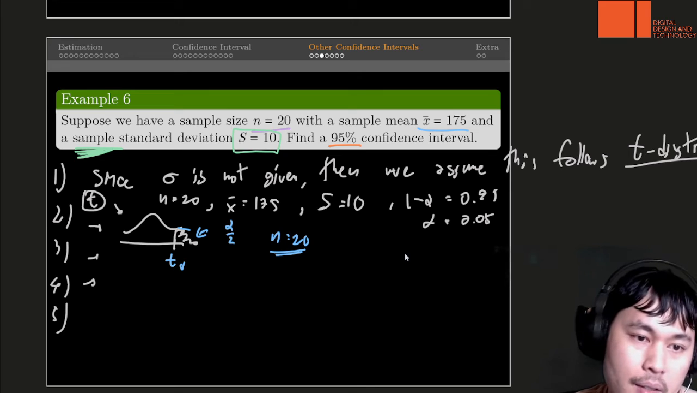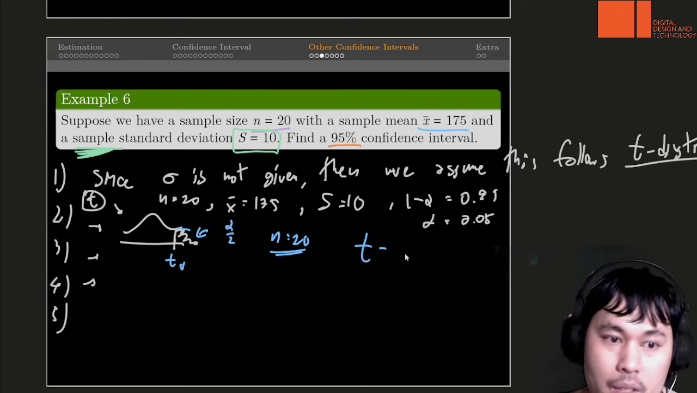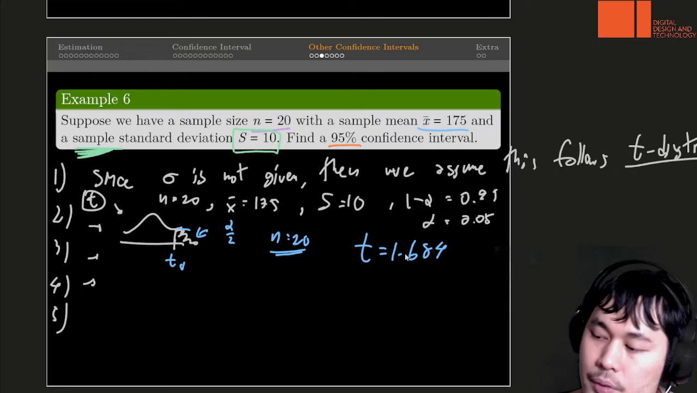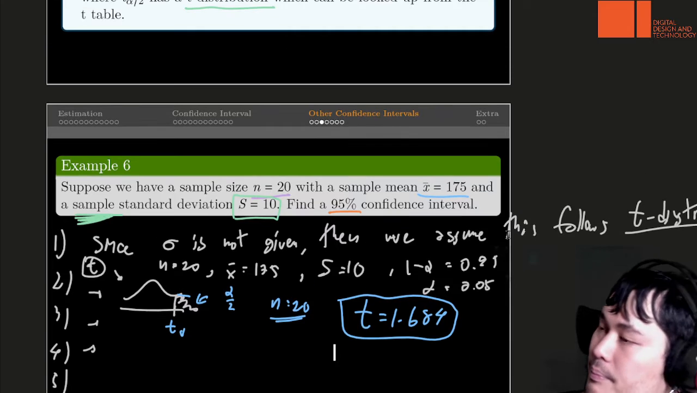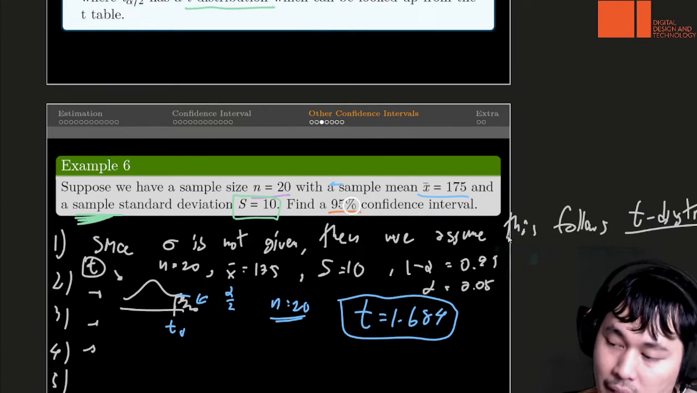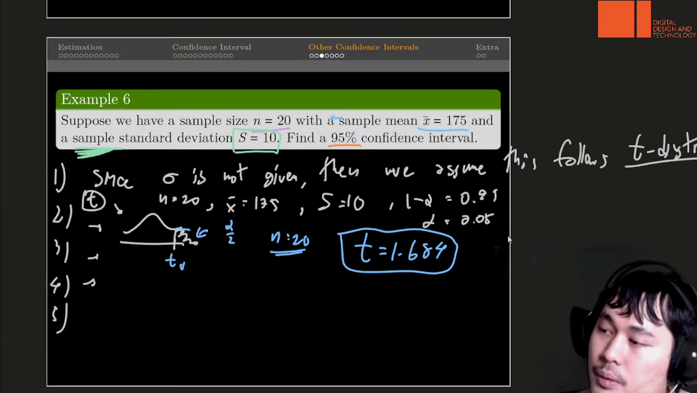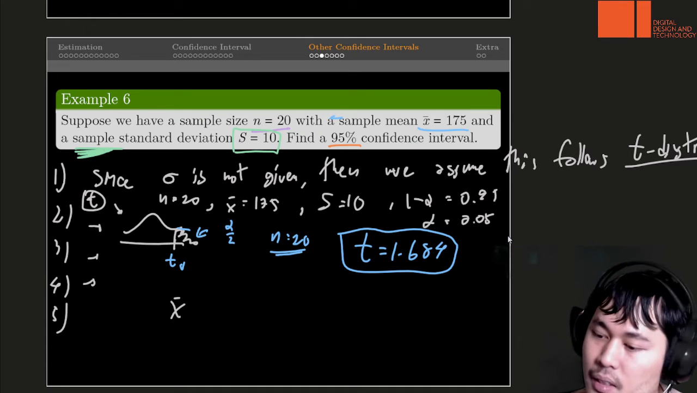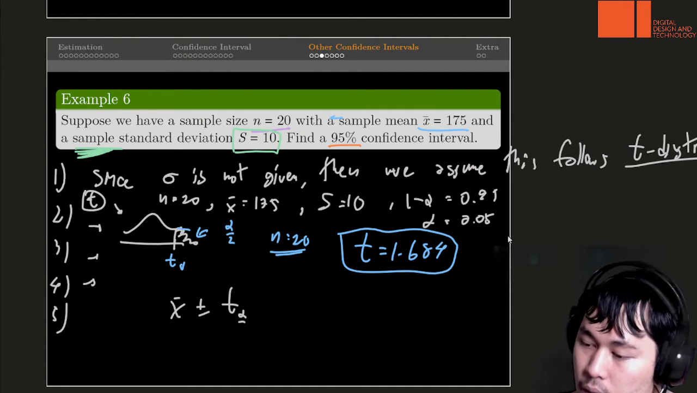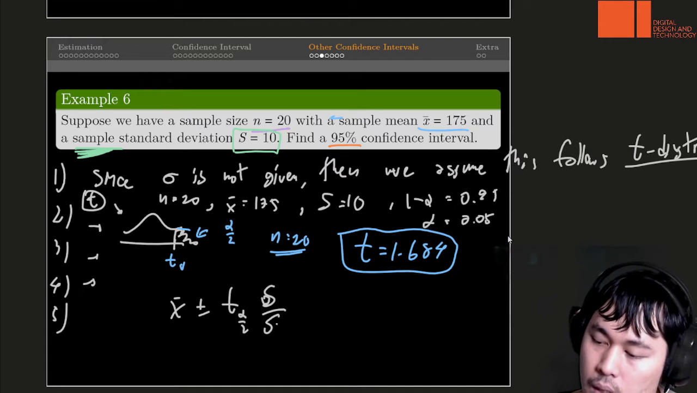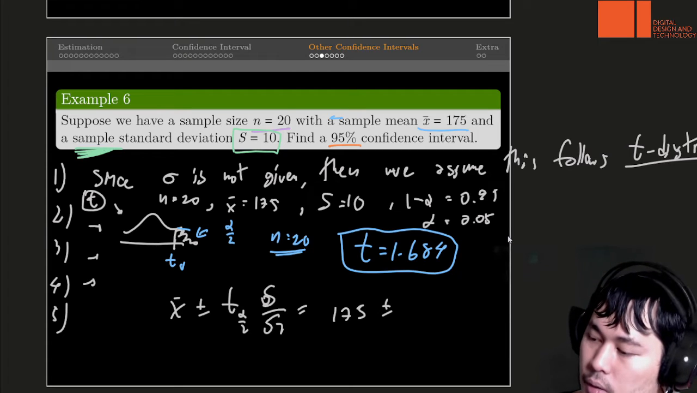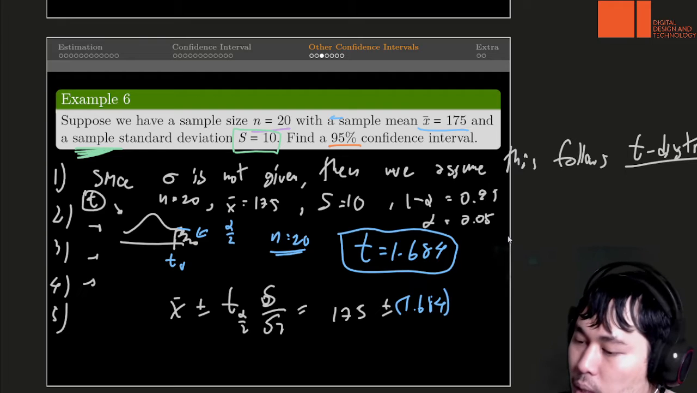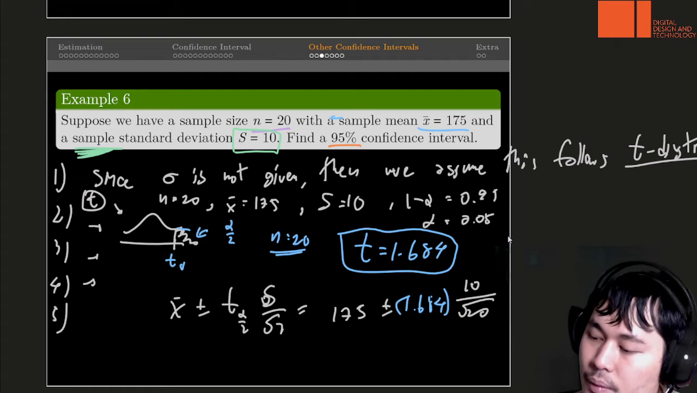And after you get all these things, the value of t you get is 1.684, which happens to be close to the number we got above for 90%. But here it is 95% for a different table. But eventually, you're gonna plug everything into this formula. That's 175 plus minus 1.684 from the app or from the table, from whatever you use, times that number.